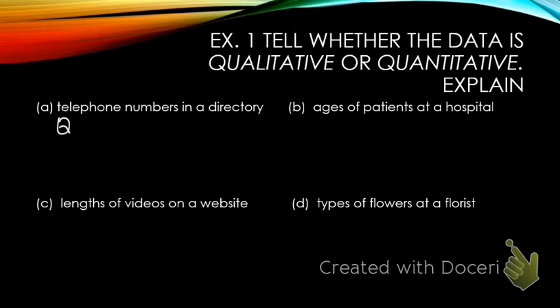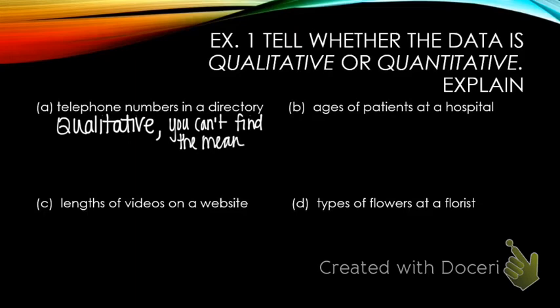Now, you needed to give me an explanation, and there's a couple different ways that you could have done that. What did you guys say for your explanation? Cam? I put adding or finding mean makes no sense. Okay, perfect. Finding the mean makes no sense. You could even shorten that a little bit more and just say you can't find the mean. Either of those answers are totally fine. And we're going to give more than one answer today in our notes, so that you know that there's more than one way. But this one's qualitative because you can't find the mean of phone numbers.